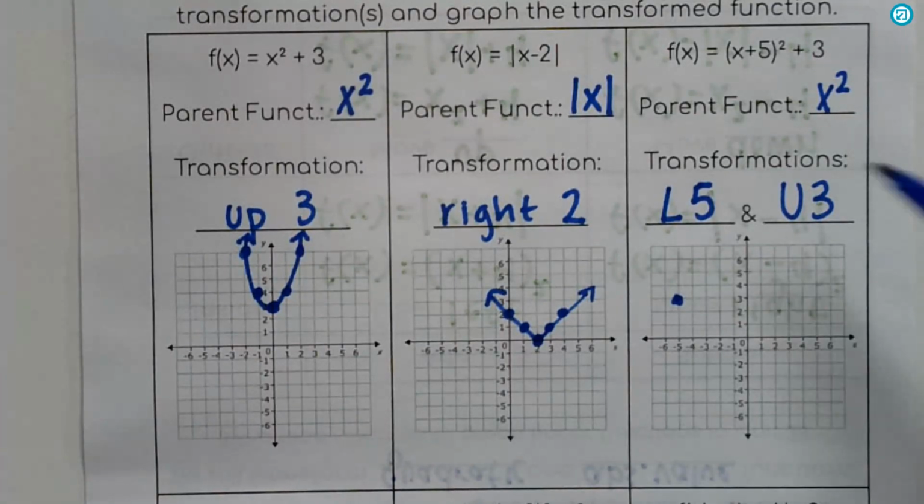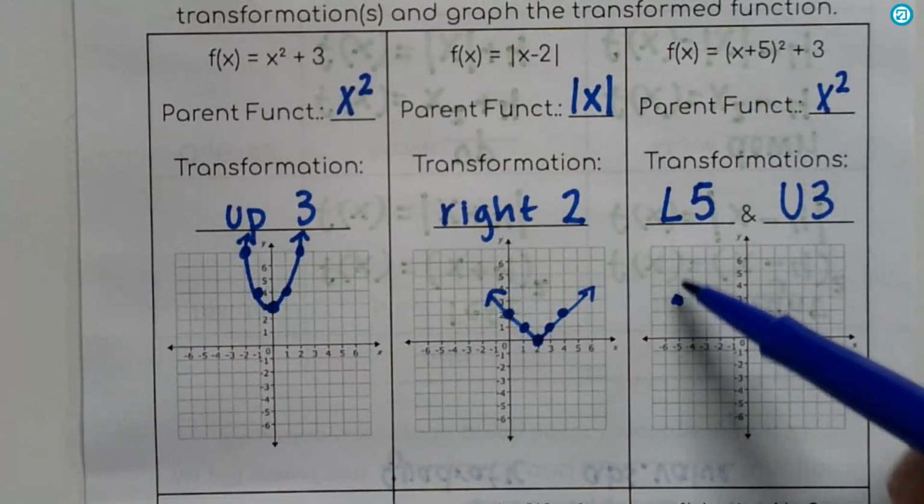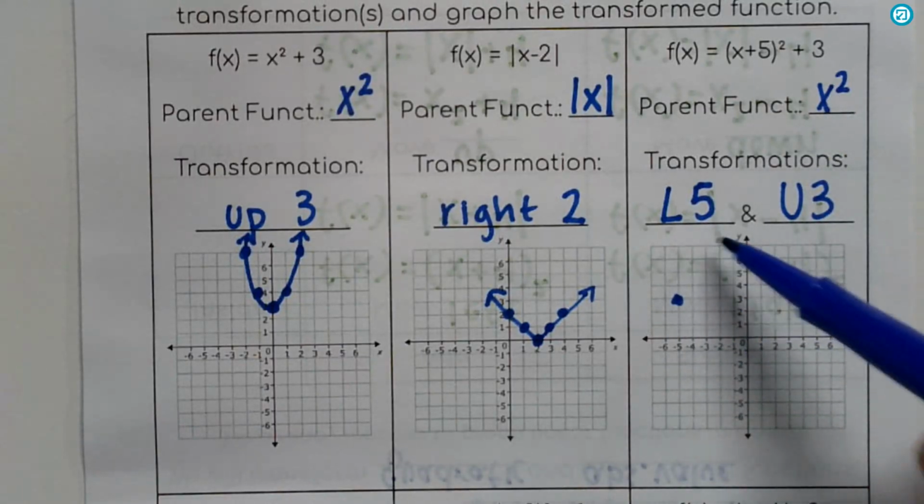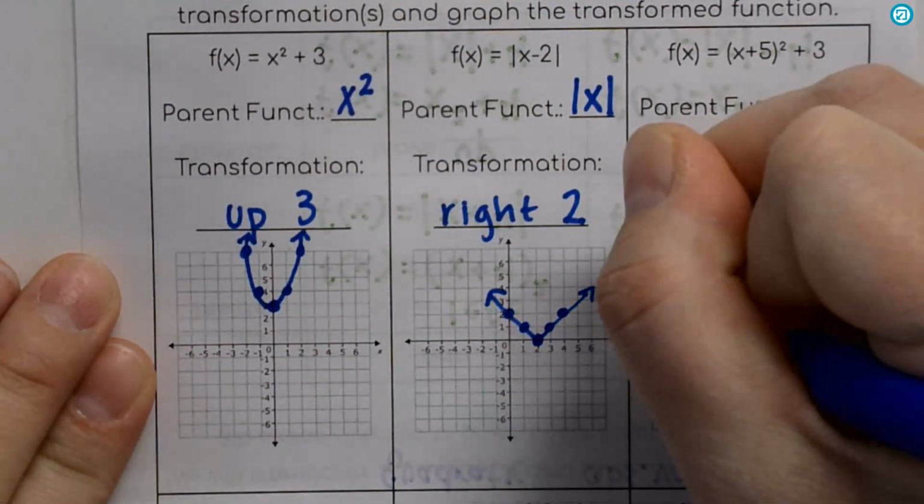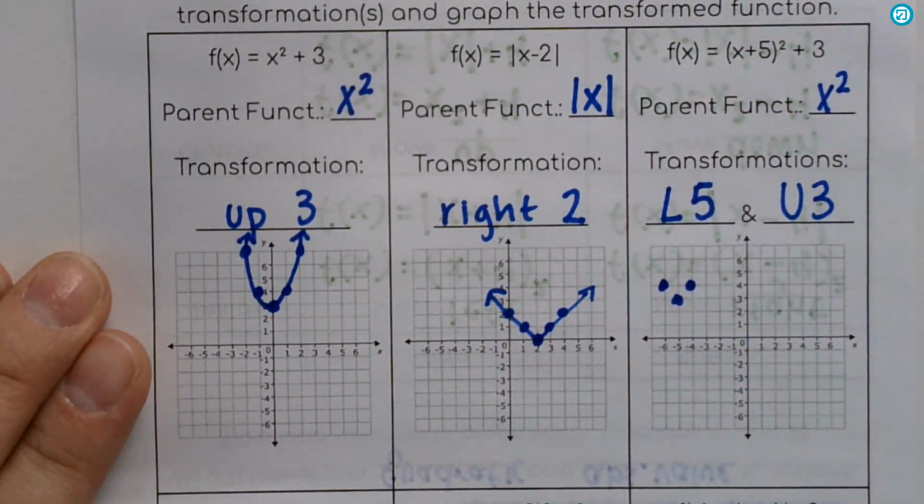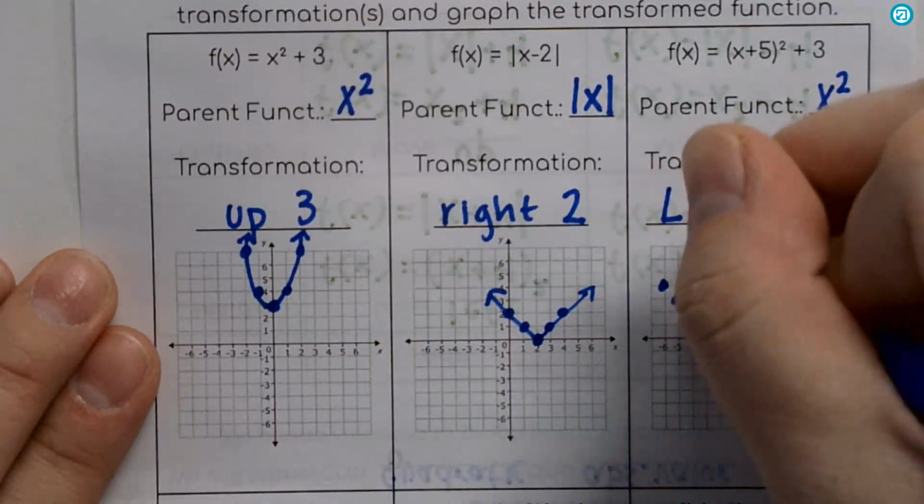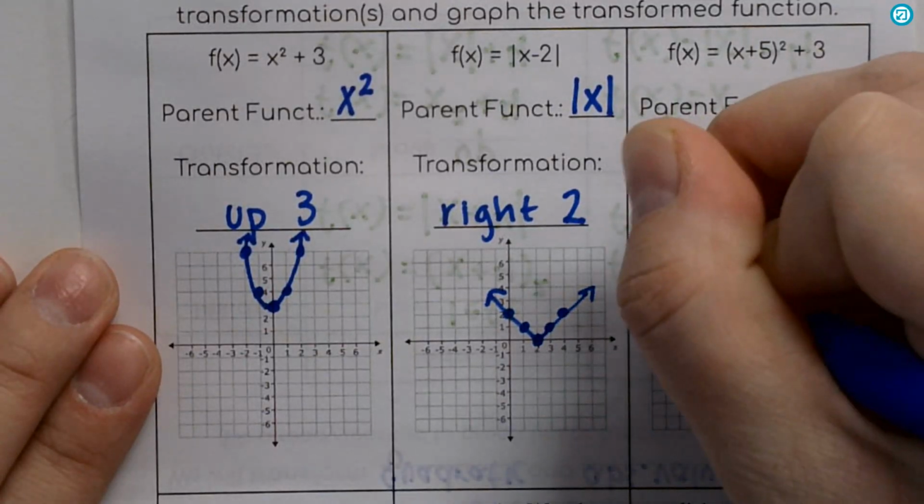Then we look and we see which parent function it is. It's x squared. So we are going to go up 1, out 1 from each side there, and then up 3, out 1 from each side there. So up 1, out 1 on each side, and then up 3, out 1 on each side.